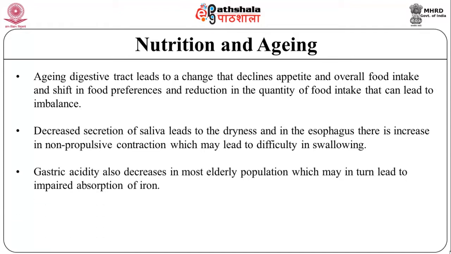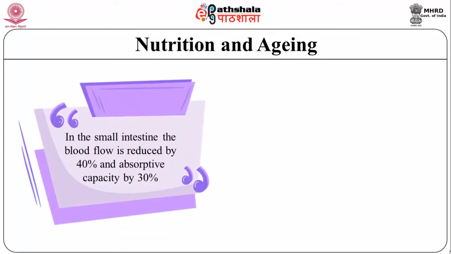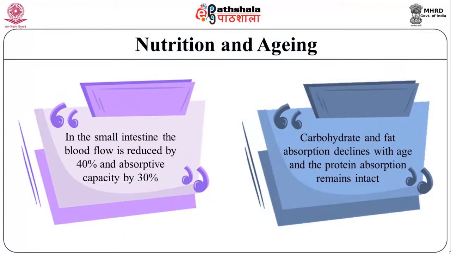Gastric acidity also decreases in most of the elderly population, which may in turn lead to impaired absorption of iron. In the small intestine, the blood flow is reduced by 40% and absorptive capacity by 30%. Carbohydrate and fat absorption declines with age, and protein absorption remains intact.